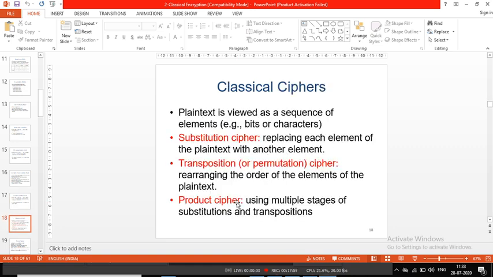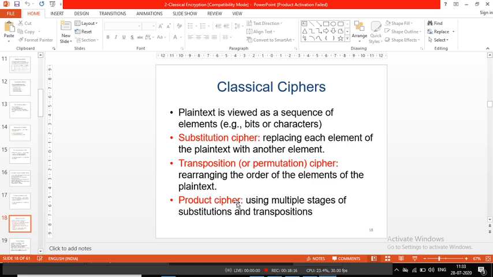Right. Now coming to our topic, classical encryption techniques. We have two types in classical encryption techniques. The first one is substitution cipher and the other one is transposition cipher. The third one, product cipher, is not in your syllabus. You can just know about it.